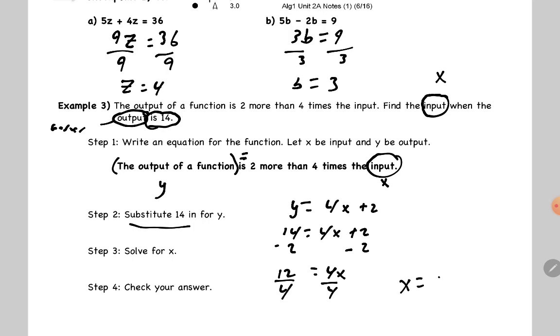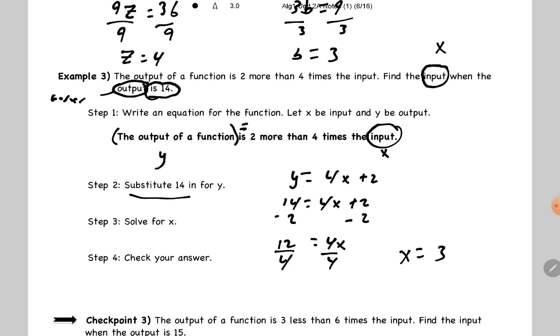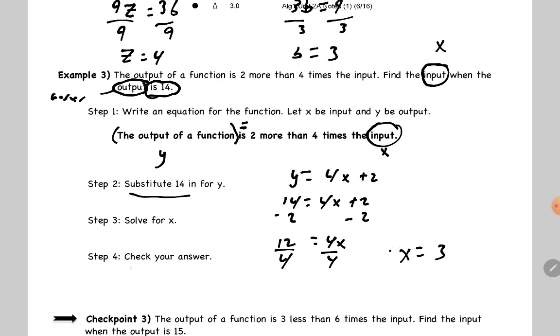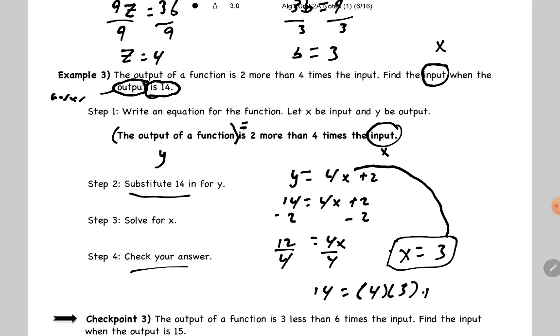x equals 3. To check my answer, I'm going to plug 3 back into the original equation. So I'll get 14 equals 4 times 3 plus 2. So 14 equals 12 plus 2, which is indeed 14.